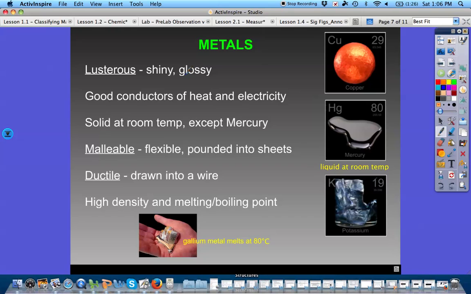This is why a lot of our pots and pans are made out of metal, as well as why we use metal in the wires that we have for electrical equipment. Metals are solid at room temperature with the exception of mercury. Mercury is liquid at room temperature.